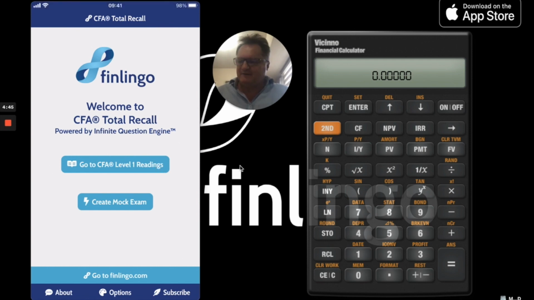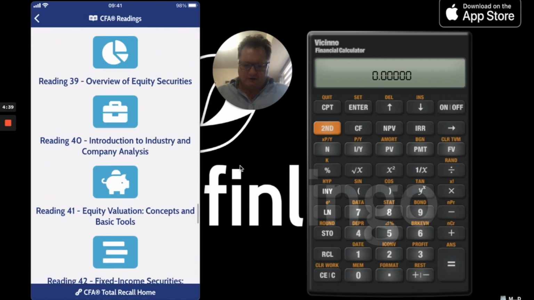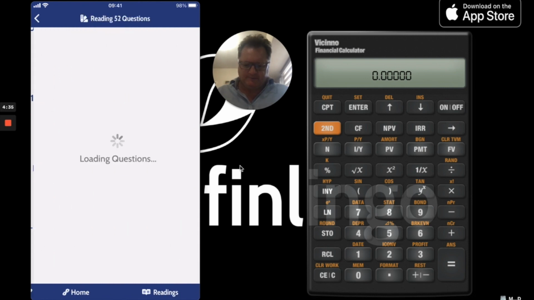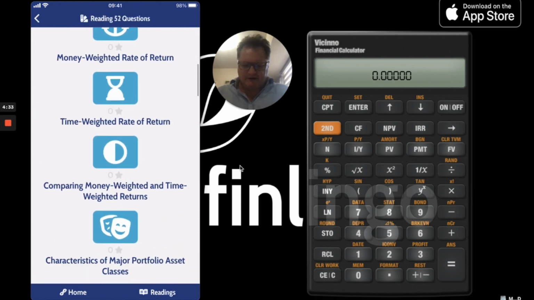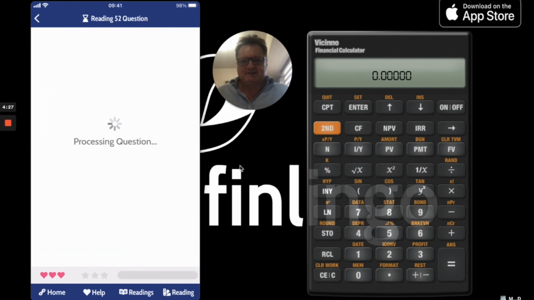It's in reading 52. I'm going to use my phone. Stop going for the screen. So reading 52, all the way. Oh, look at all these readings. Portfolio risk and return part 1. And we go down a little bit to time-weighted rate of return. Sorry, it's a bit of a boring icon, this one, but you know, a sandglass, it's okay.